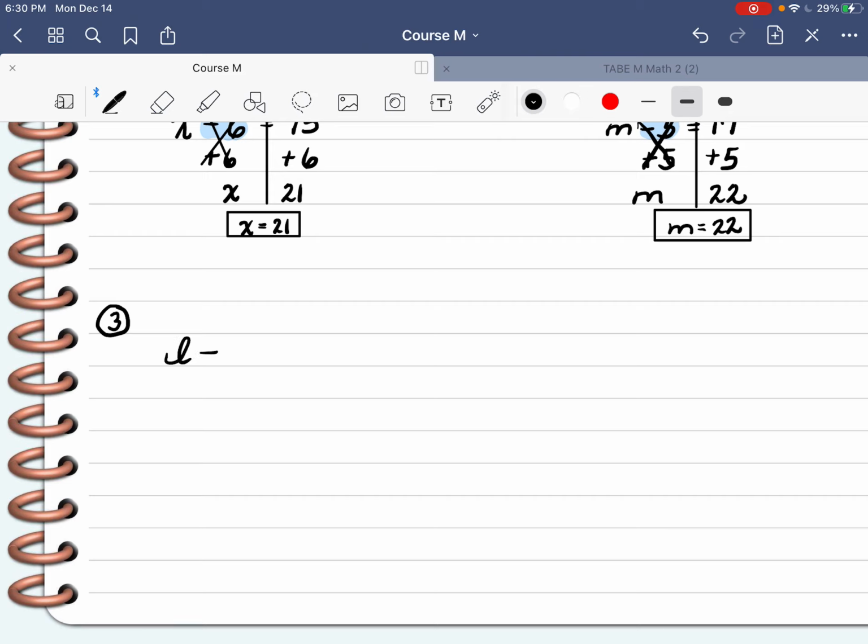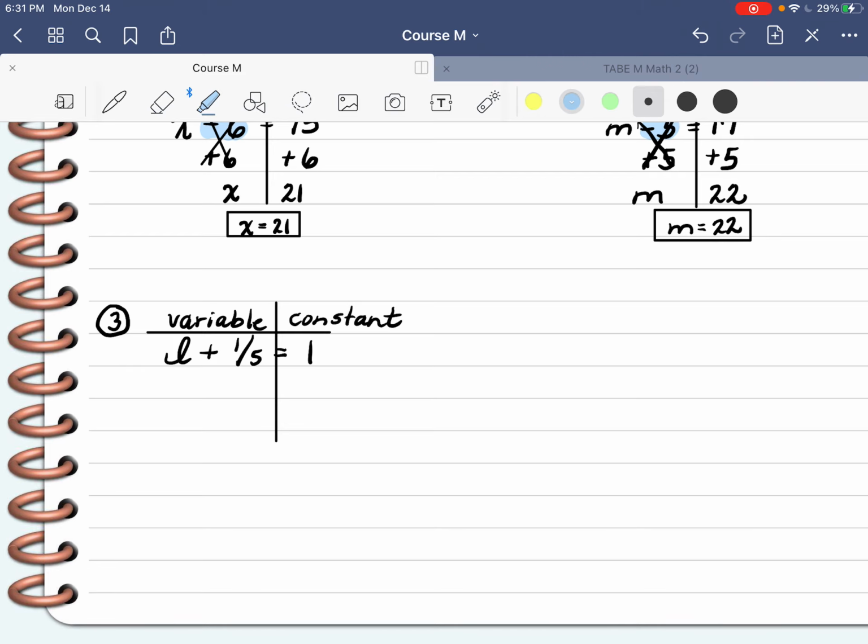Number 3, L plus 1/5 equals 1. Draw the power t. Variable and constant. What needs to move? The plus 1/5. So you're going to move that with minus 1/5.